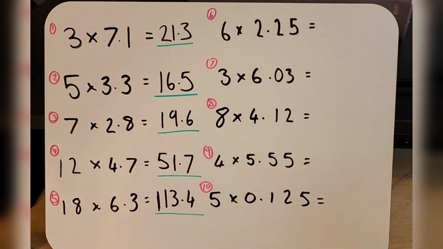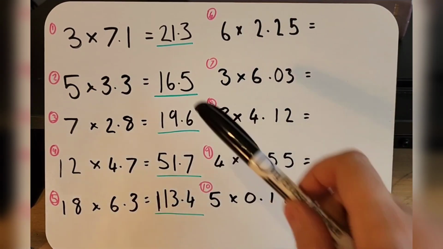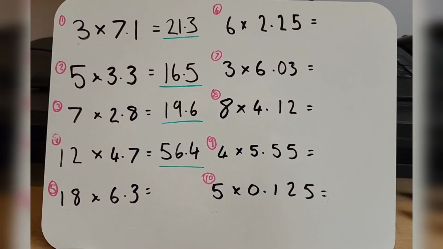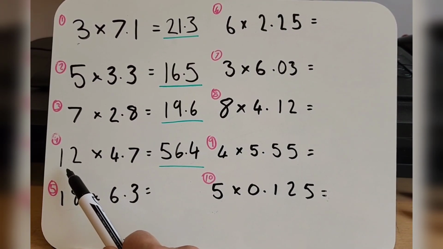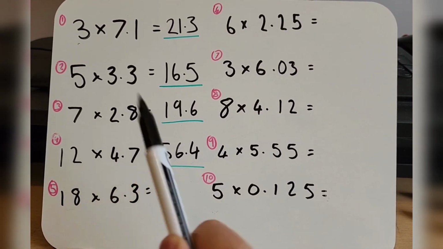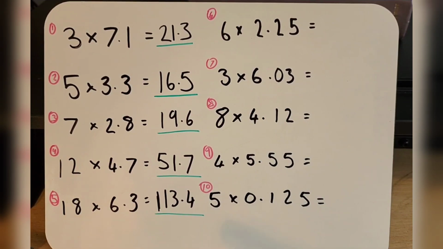Are you ready for some answers? Okay, here we go. We have 21.3, 16.5, 19.6, 50. Hey guys, just me from the future here to point out that 12, not 11, but 12 times 4.7 is 56.4. 51.7, 113.4. I will stick around at the end of the video to go through how I did these calculations, but I'm sure you have your own methods. Hopefully you got the right answer. Let's have a look at how to do some of these.